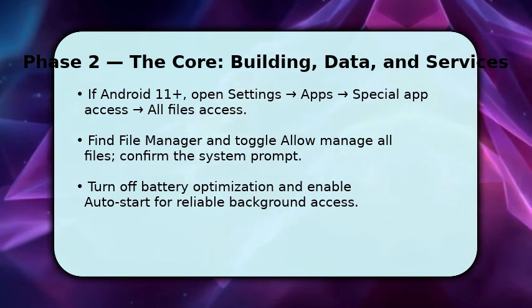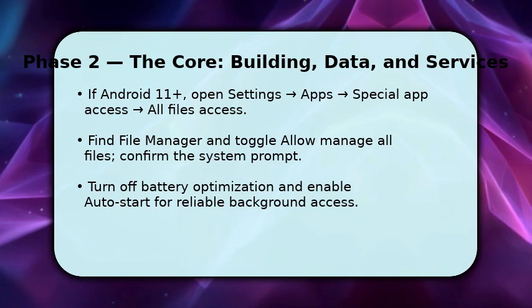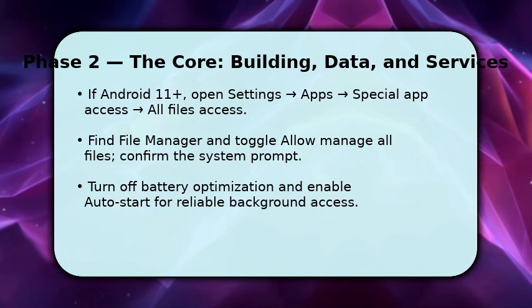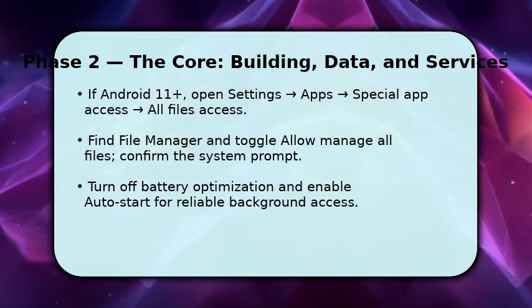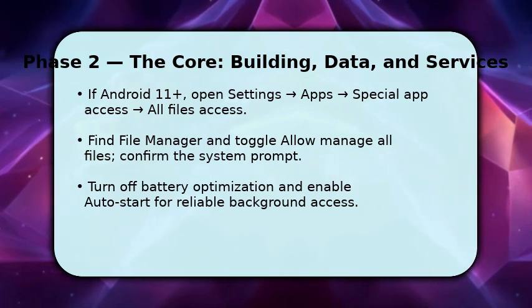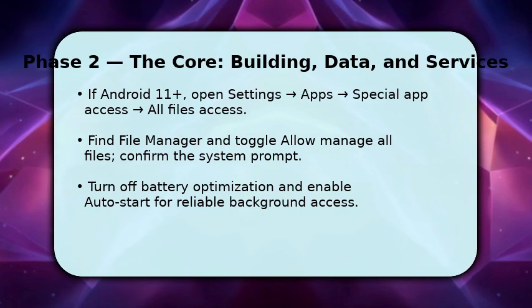Next, make sure File Manager can auto-start and is excluded from battery optimization so background operations and transfers won't be killed. These steps prevent intermittent denials and explain why a simple permission grant is not enough on newer Android builds.